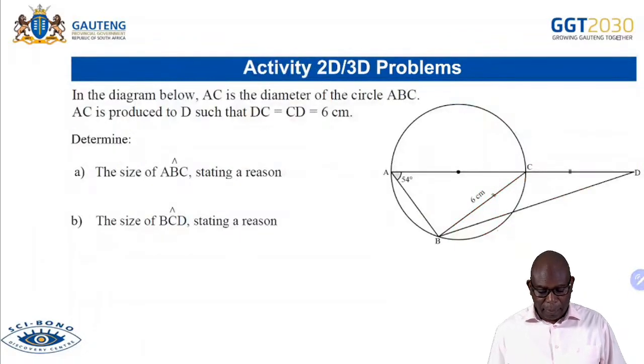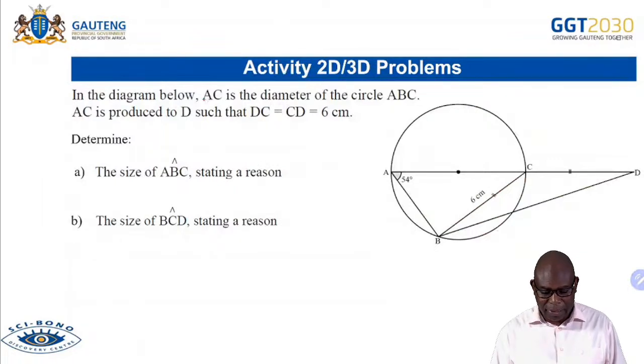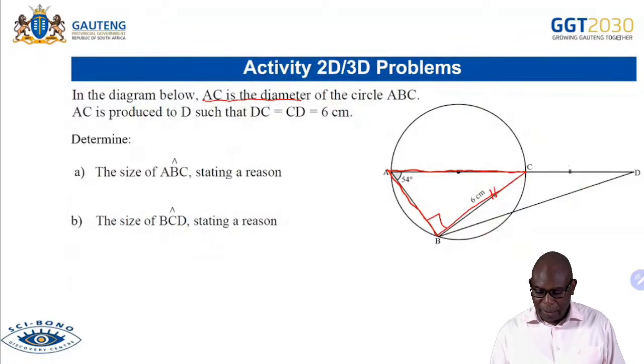Okay. In the diagram below, AC is the diameter. So it's very important that we read the information. AC is the diameter. So if there's a circle and I see a diameter in the circle, I'm looking for the 90 degrees. Already I know that that angle is 90. I'm told that this line and that line are equal. So this is 6, so that one will also be 6.